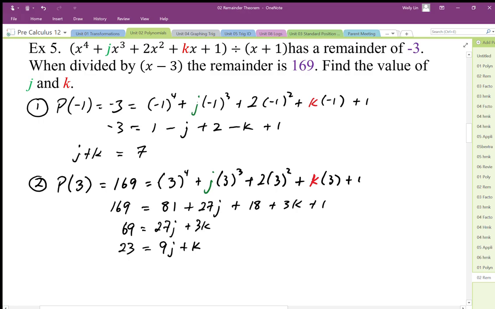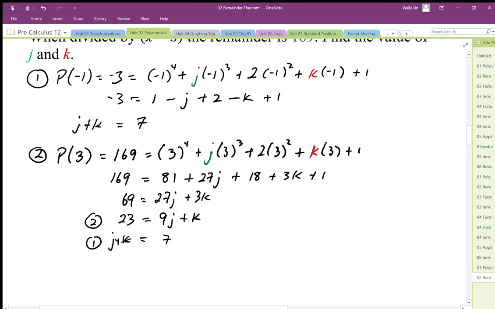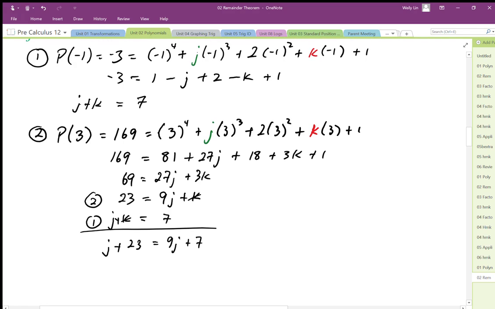So now I can do my system. There's equation 2, and equation 1 will be j plus k equals 7. Subtract those. The k's cancel out. Okay, so I end up with 23 is equal to 9j plus 7 minus j. So I'm going to subtract 7 from both sides, and combine the j terms. So j equals 2, and then k is equal to, looks like k is equal to 5.